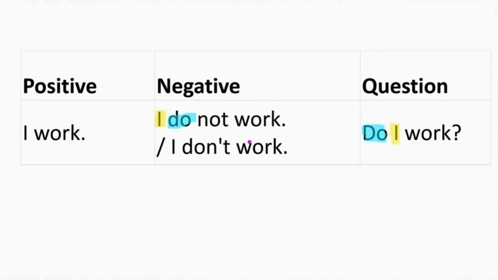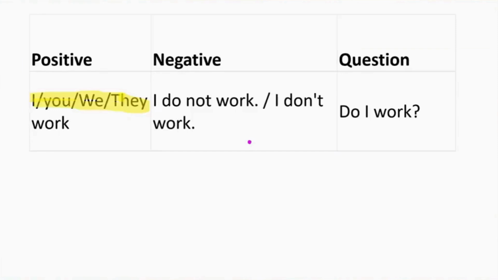But in a question, we bring do before the subject. So it's do I and then base form of the verb, work. Do I work? Do I sleep? Do I talk? Do I go? Do I speak? Do I listen? As I told you in the beginning that there are two important things in the formation of present simple tense, subject and form of the verb.